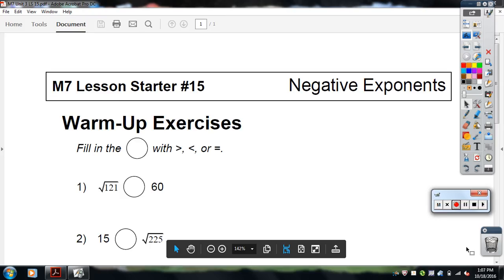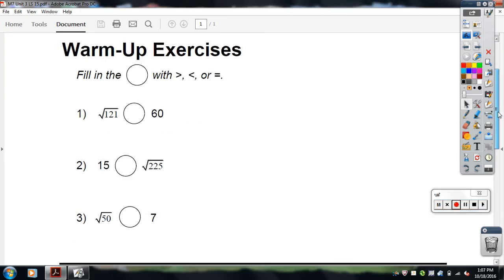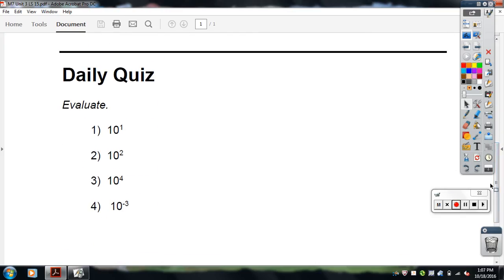Today we're talking about negative exponents. So we're going to get started with today's lesson. We've already done the first part of the lesson starter, so we're going to move on to the daily quiz where it said to evaluate. If you remember, evaluate means to find the value of, not solve. You solve an equation. You evaluate a simplified expression.